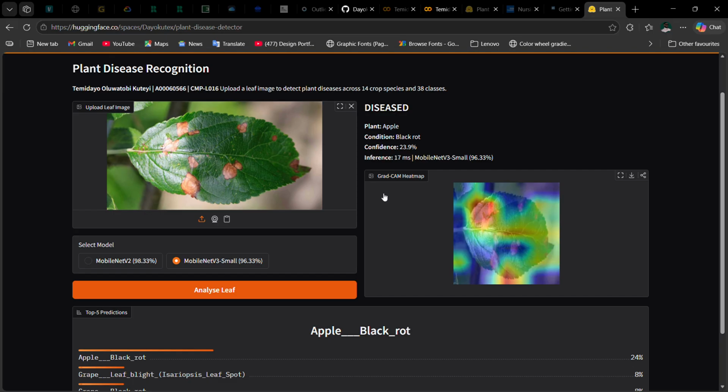Now, when we're talking about future work, we can include evaluating on real-world field images or applying model quantization for offline smartphone use, where you can use your phone offline to check through the leaf if the plant is healthy or not. We can also extend the datasets to include underrepresented plants, like African crop species that are not fully known to the world. So this is basically the whole explanation of the visuals.